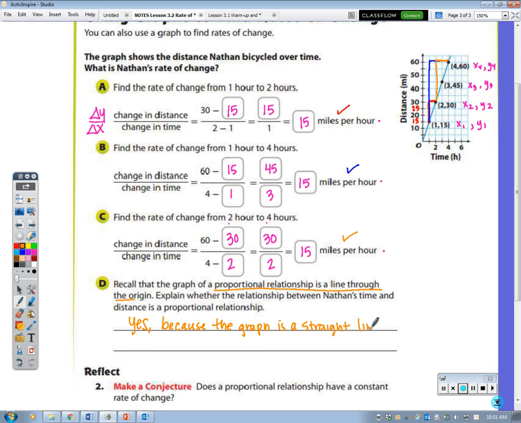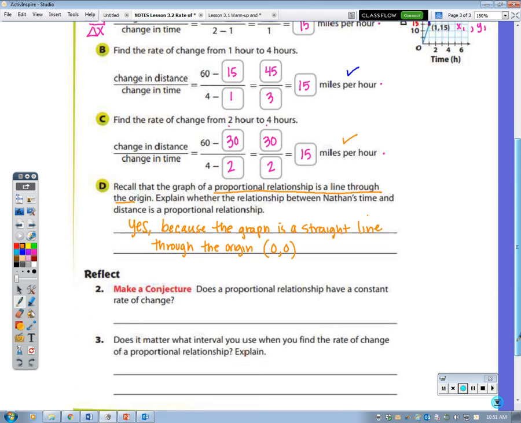You guys can just fast forward through the time it takes me to write this down. Straight line through. And again, the origin is that 0, 0 value. When x is 0, y is 0.